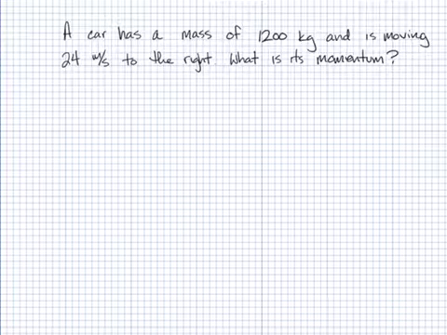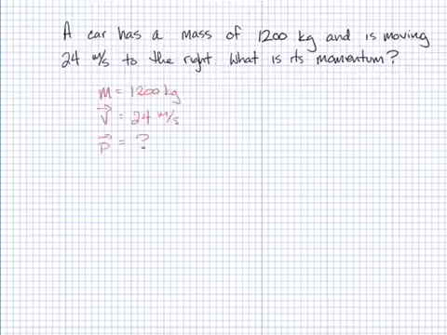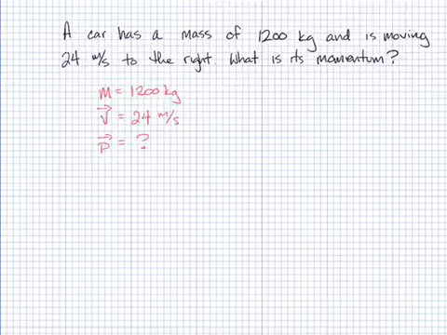Alright, so in this simple problem, we have a car with a mass of 1,200 kilograms, and then we're told it's moving to the right with a speed of 24 meters per second. We want to know what is its momentum. So the first thing we're going to do is label our givens and our unknown. As we can see here, we've labeled our mass as 1,200 kilograms. We've labeled our velocity as positive 24 meters per second because it's going to the right. And we have labeled P as our unknown because we're solving for the momentum.